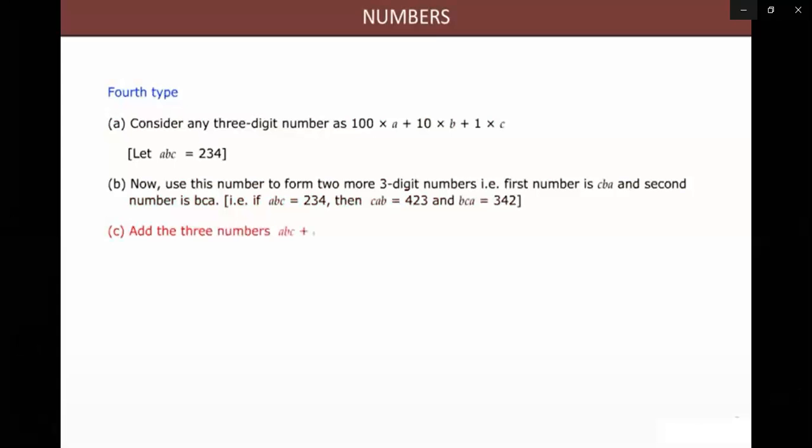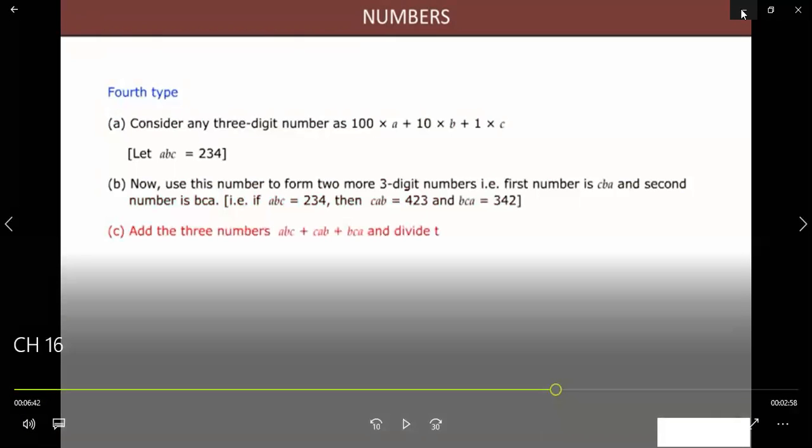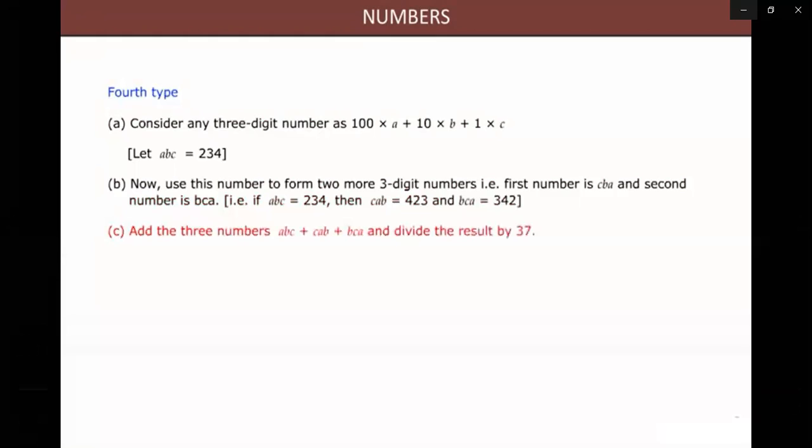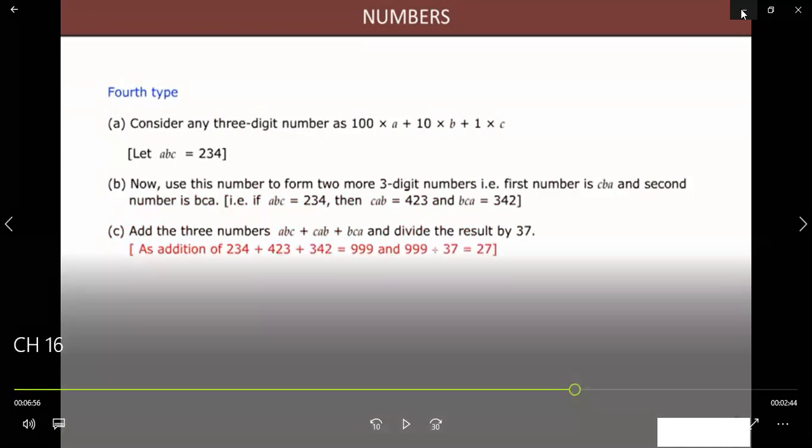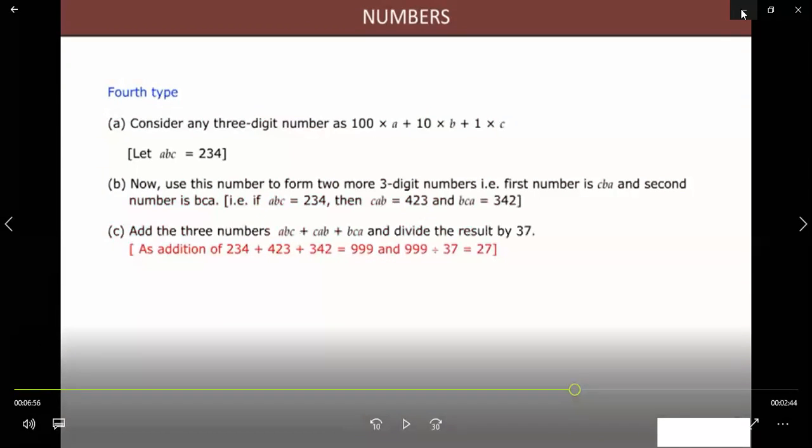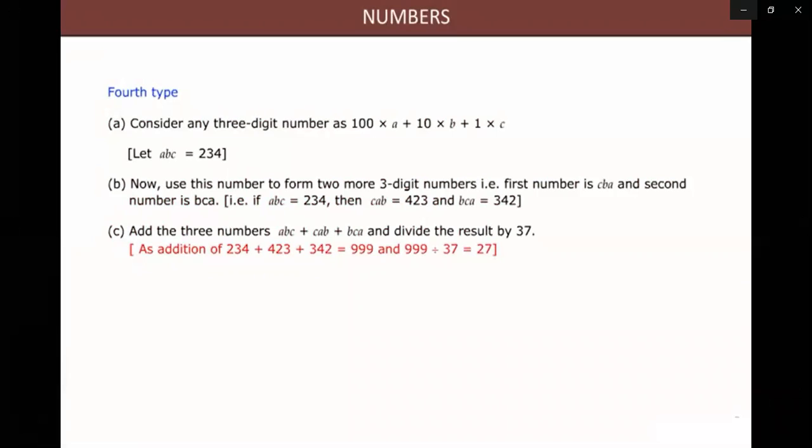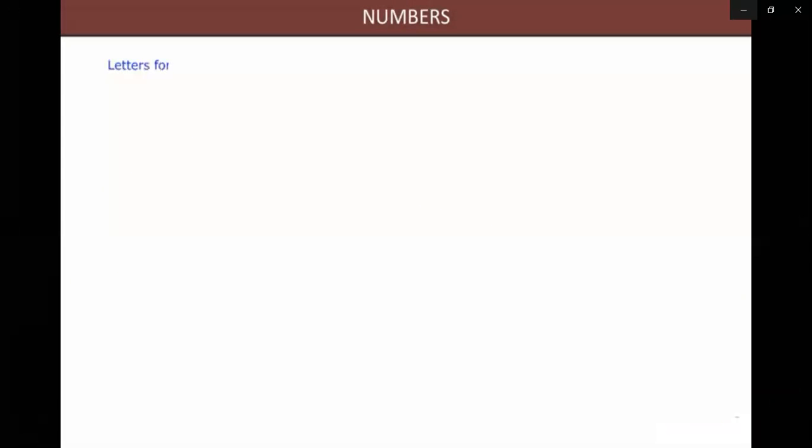Now add the three numbers ABC plus CAB plus BCA and divide the result by 37. So this is the fourth type of number game. The addition of 234 plus 423 plus 342 is 999, and if you divide this result by 37, you will see that no remainder is left, and you get 27 as the quotient. So you can try this number game for any three-digit number and you will get the same result.